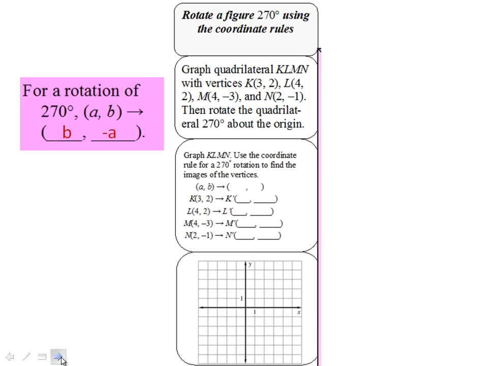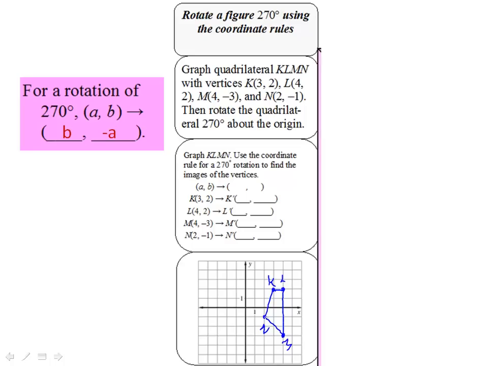So we're going to graph the same quadrilateral here, but now we're going to do it with a rotation of 270 degrees. So let's start by graphing our pre-image. So 3, 2 is right here. That's K. 4, 2 is right here. That's L. M is 4, negative 3 right here. That's M. And N is 2, negative 1, which is right here. There's N. Here's my graph, or my pre-image before the movement.